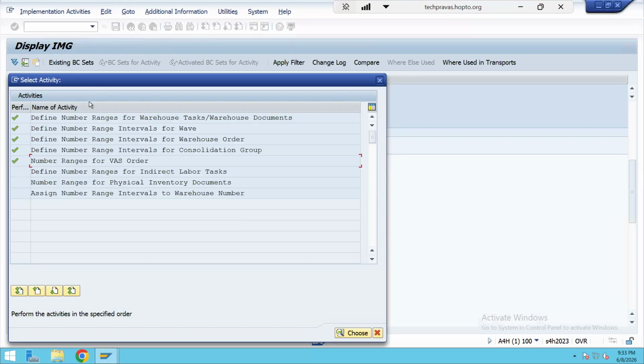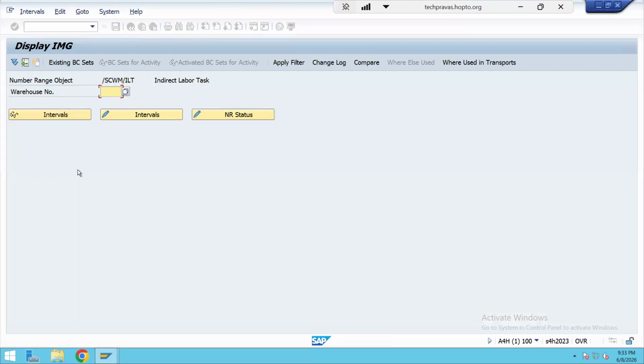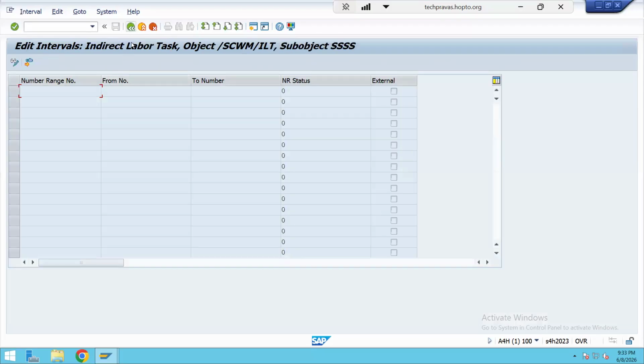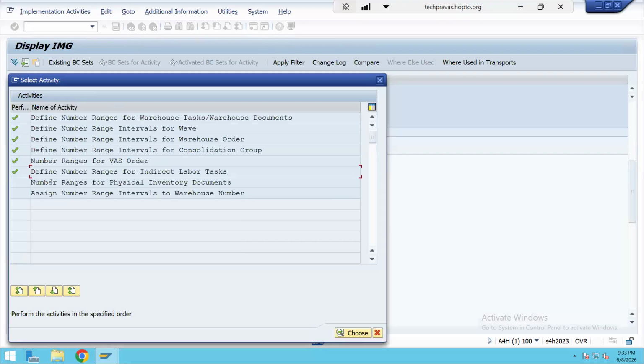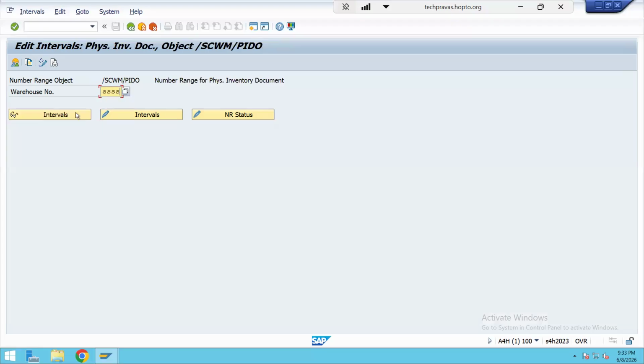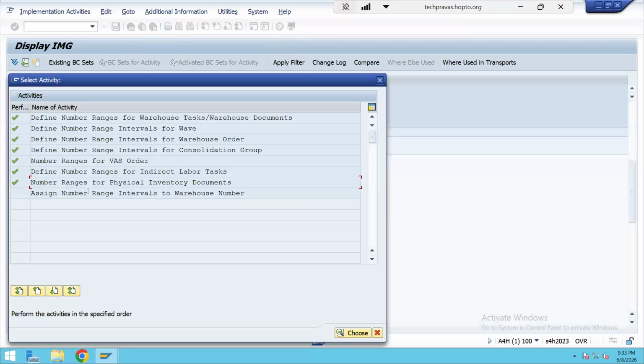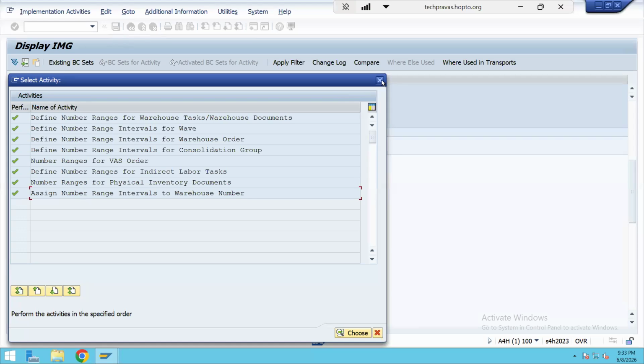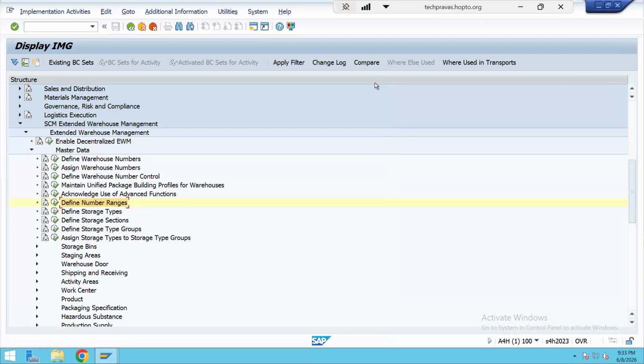Only for indirect labor task it is. I do not think we are going to do anything in direct labor. Not required. Physical inventory is required, that is done. And the last one is required, number is done. All are done. Okay, so this is done.